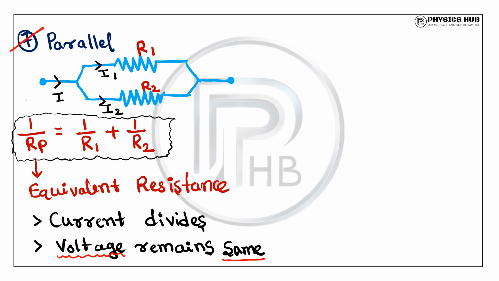Next is the parallel combination. For resistances connected parallel to each other, we can find the equivalent resistance using this formula: 1 divided by Rp is equal to 1 by R1 plus 1 by R2. So here the current divides. When the current flows from end A to end B, the current divides and the voltage remains the same.